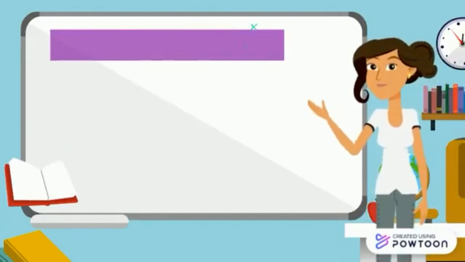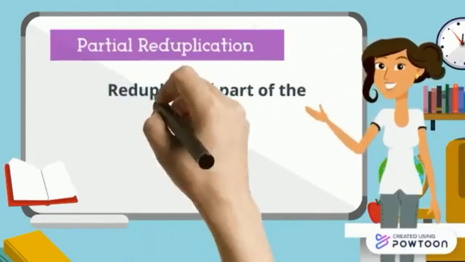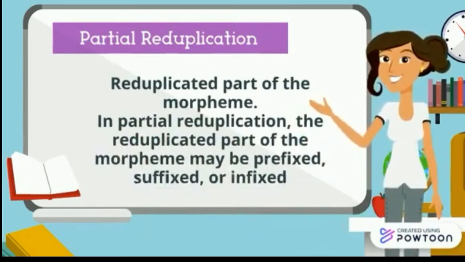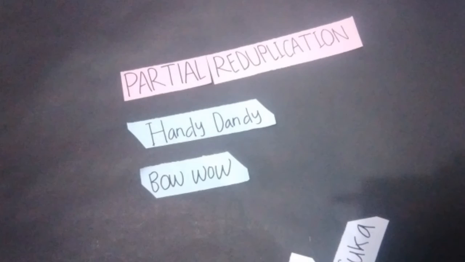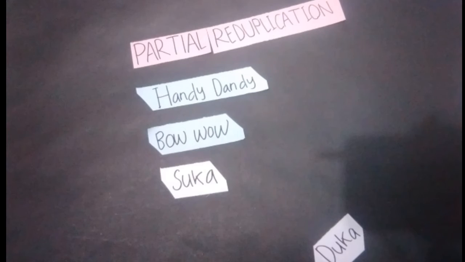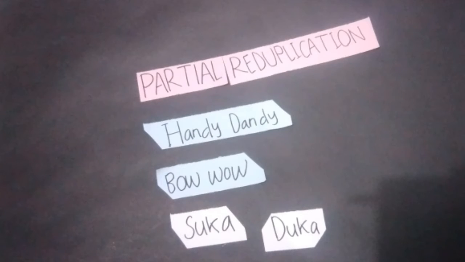Okay, next, partial reduplications. Partial reduplication is when part of the morpheme is reduplicated. In partial reduplication, the reduplicated part of the morpheme may be a prefix, suffix, or infix. So, examples of partial reduplication are, first, handy-dandy, and then bow-wow. And in Indonesian, I have an example of partial reduplication, suka-duka.